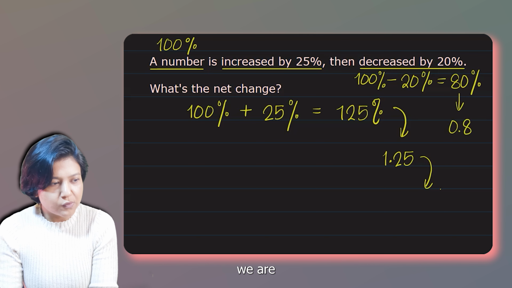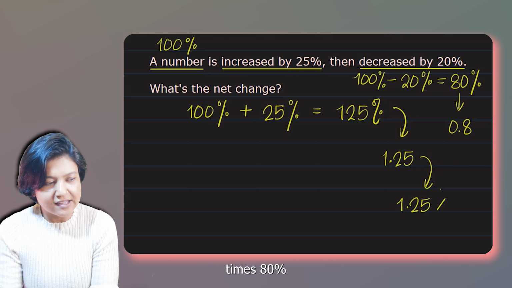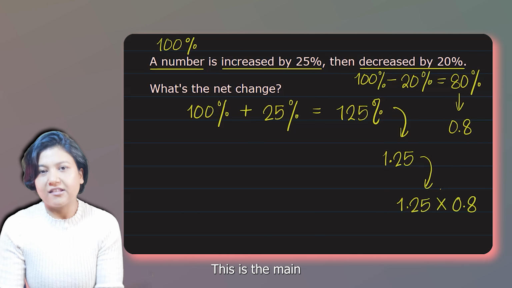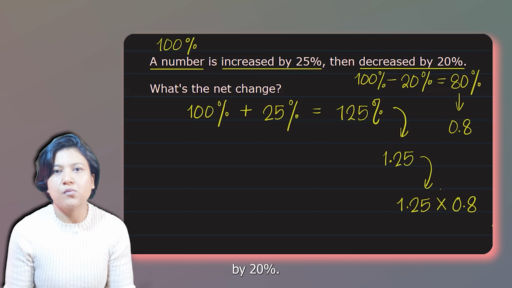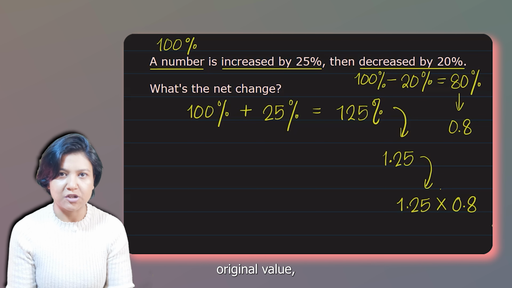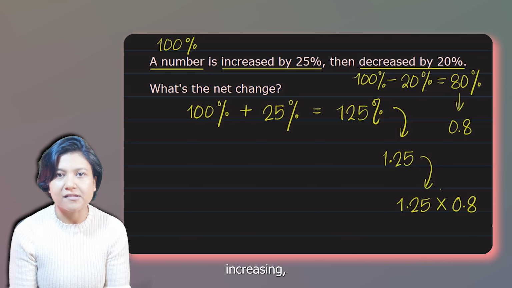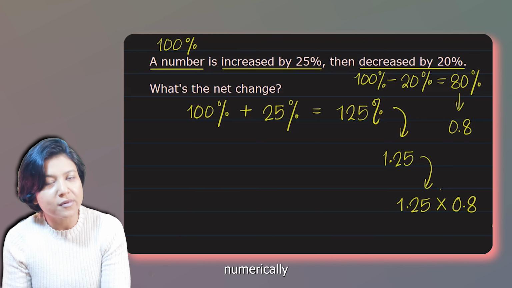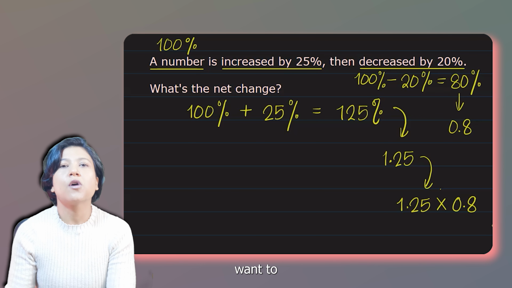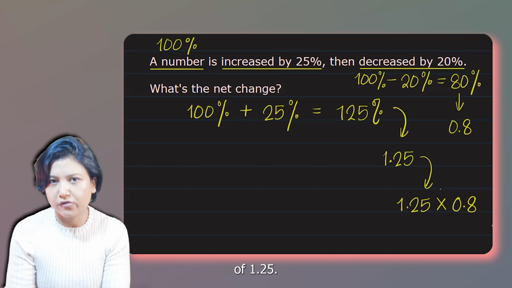So what we are doing is we are trying to find the 80% of the value we got. 1.25 is what we got as 125%. So that times 80% or 0.8. This is the main part where students get confused. They consider that decreasing by 20%, we are supposed to decrease from the original value. But note that we are decreasing 20% from the new value we got after increasing. Because after increasing, it was definitely 125%, or numerically it's 1.25. So when you want to decrease this 1.25 by 20%, then you're just taking 80% of 1.25.